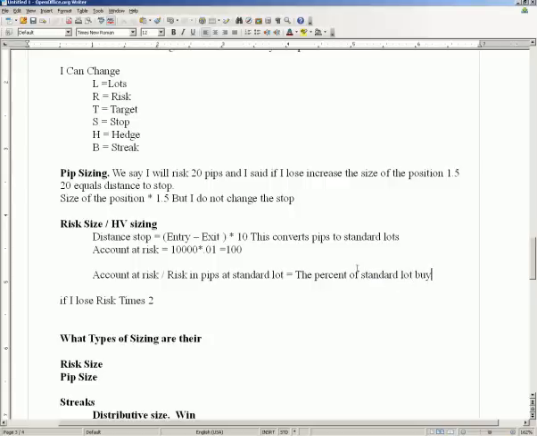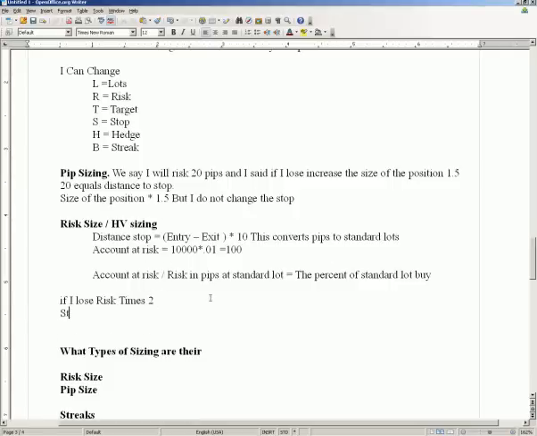What this does is if I lose, I increase the risk by 2. So the stop becomes variable. In this one, the biggest difference is I still lose the same amount. Stops are variable.